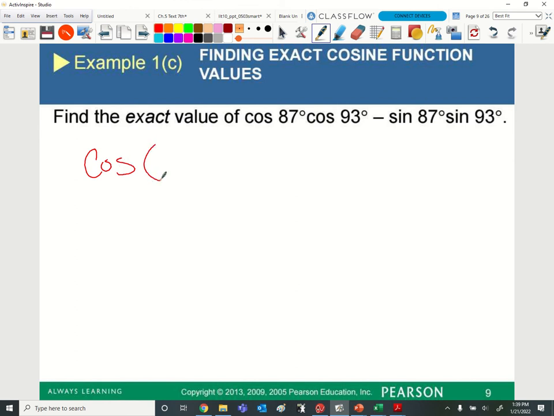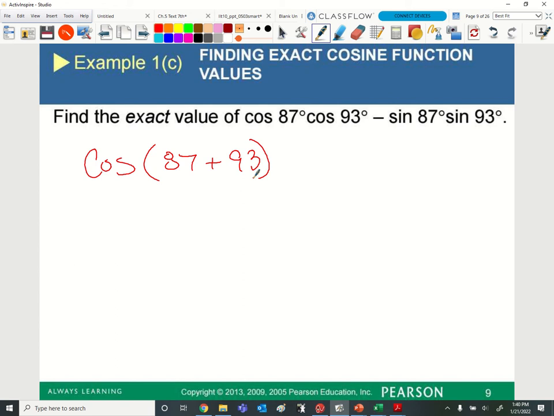And in this case, my A value is 87, plus 93. So yes, I'm working it from the right side to the left. Almost. What is 87 plus 93? 180.